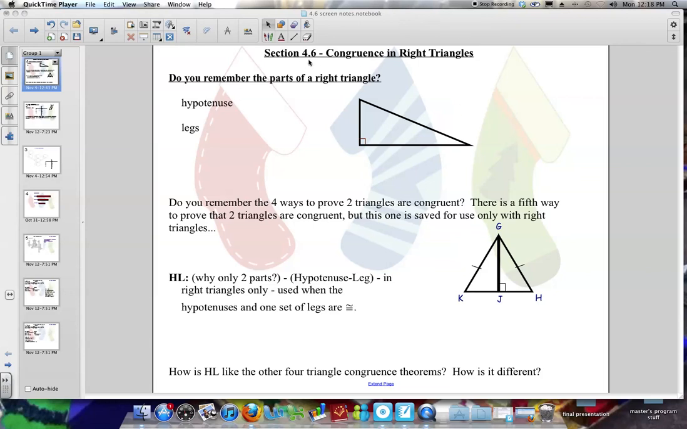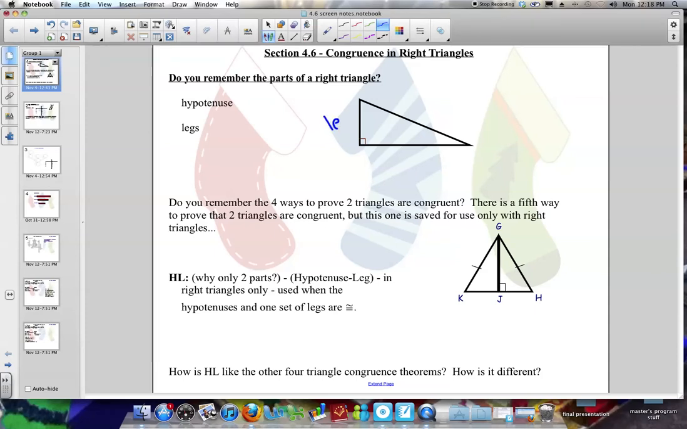This lesson is on section 4.6, congruence in right triangles. Do you remember the parts of a right triangle? The legs are the sides that make up the right angle, and the hypotenuse is the side that sits across from the right angle. It's also the longest side, which may have been something you've learned.